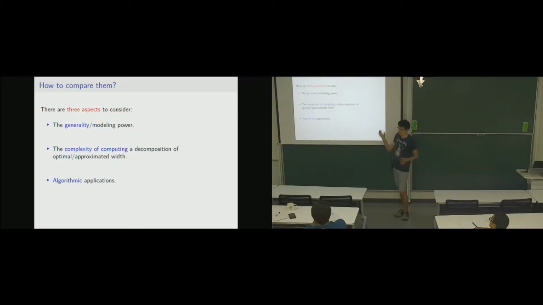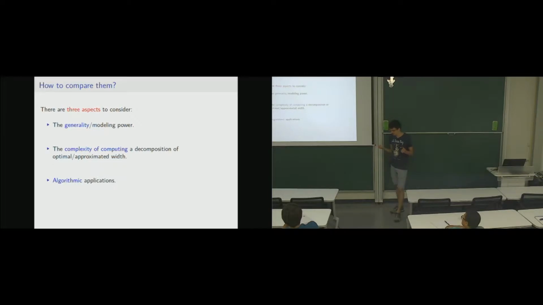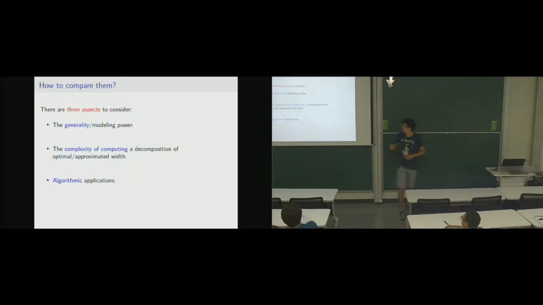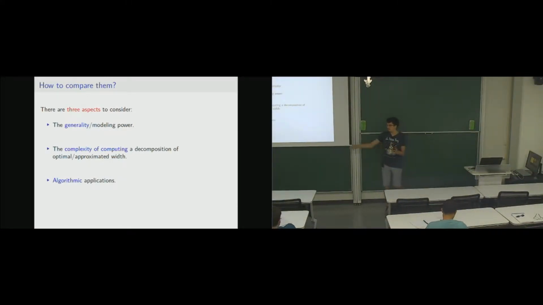But how do we compare them? There are three aspects to consider. First, the generality, or modeling power, which is the value of these width measures on graph classes. Second, the complexity of computing a decomposition. And third, the algorithmic complexity: given a decomposition, how fast can I solve this problem?